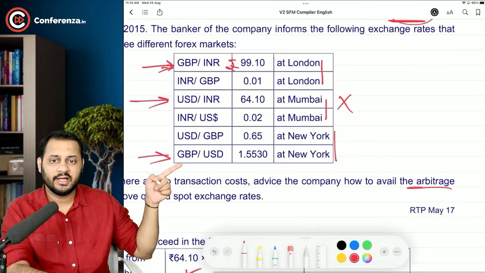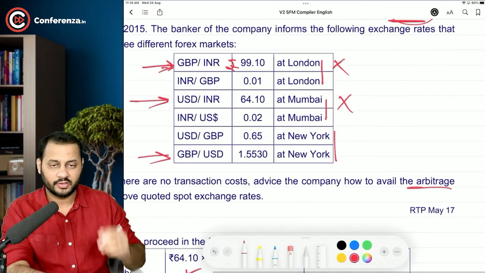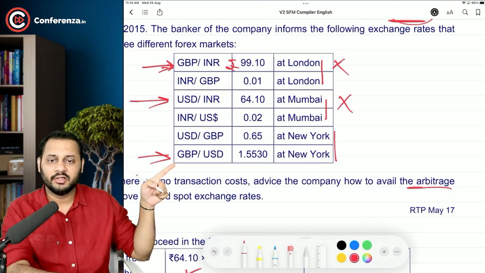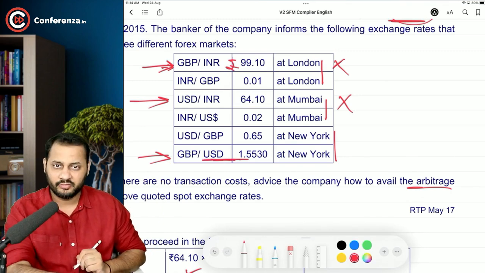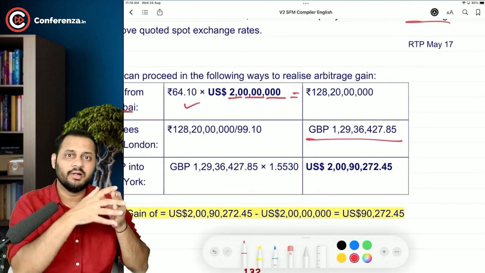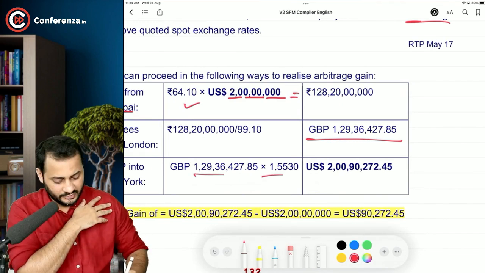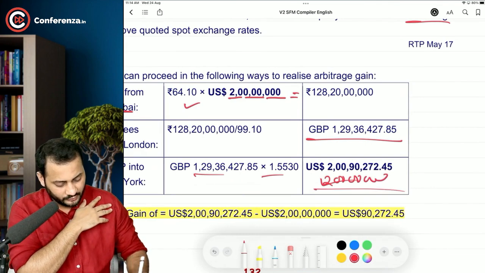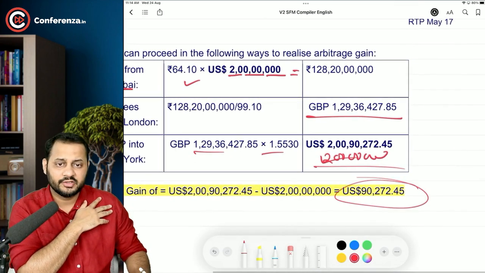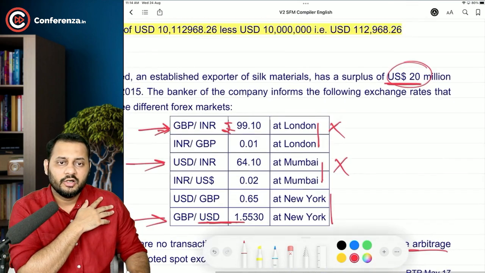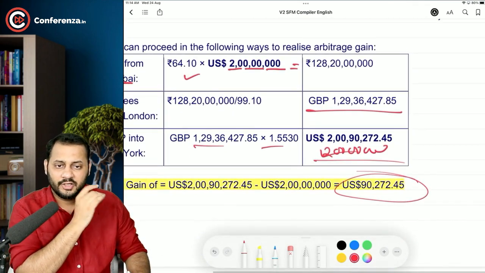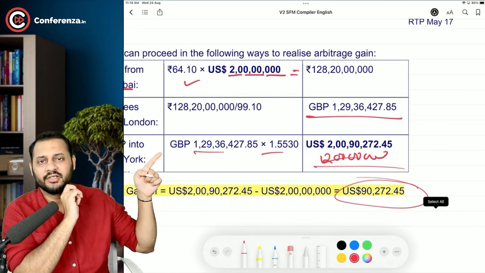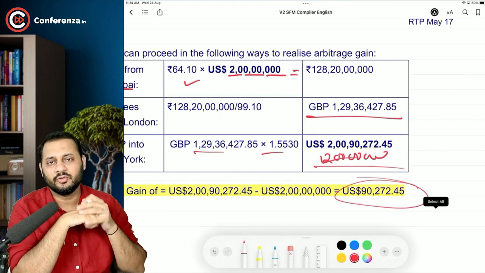Now take the GBP and go to the rest of the market, because this is also over now. Go to the third market and exchange it for the dollars. Once again, this is dollar, right? 1.55, and this is GBP. You will multiply both of them and you will get the dollars back. You invested $20 million, and you are left with $20,090,272. So the arbitrage gain is 92.72.